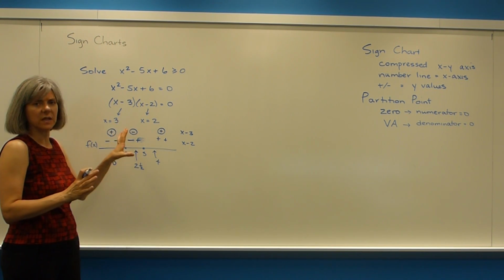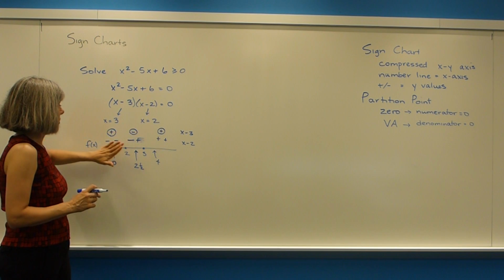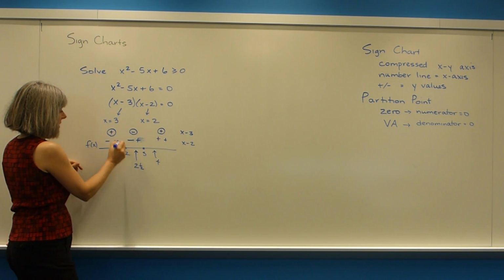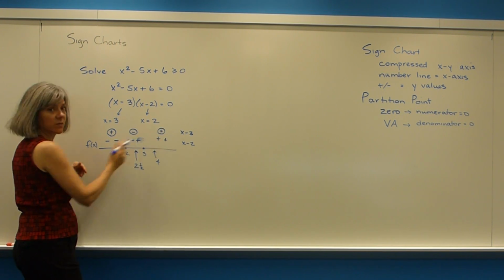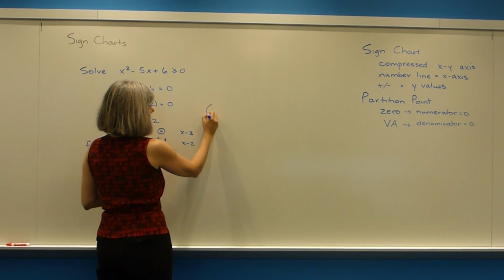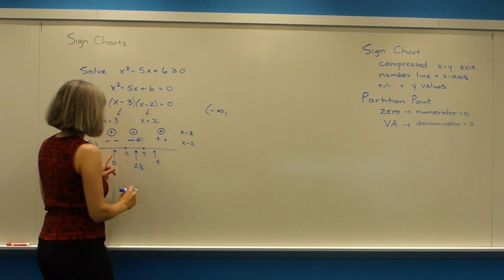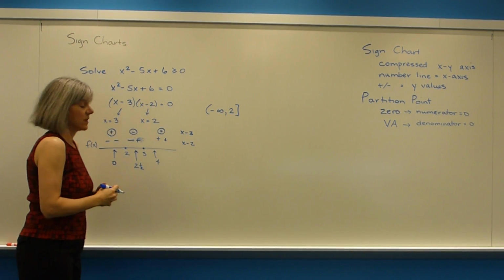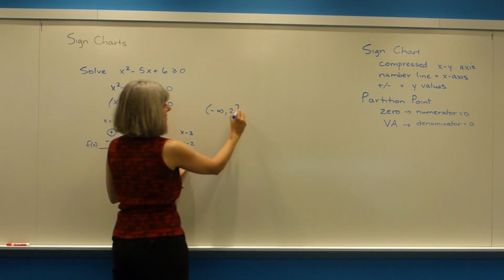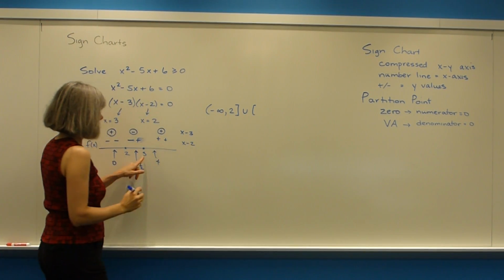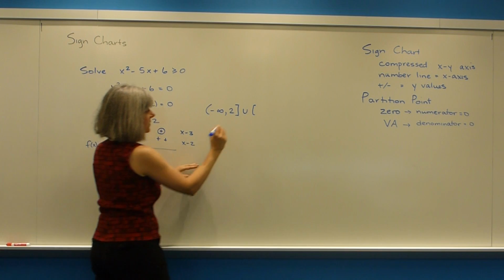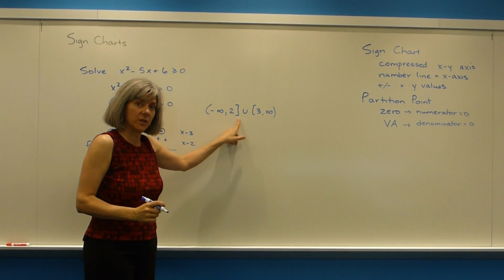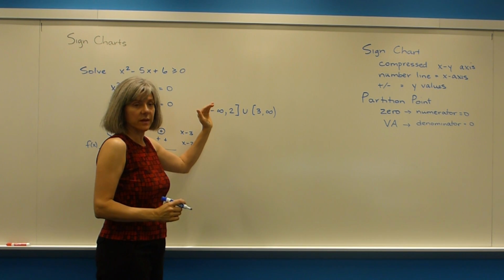And we don't really need to know the values. To answer this question, all we need to know is where it's positive or 0. Here's positive, here's 0. Here's 0, here's positive. So your final answer would be, starting at negative infinity, going up to 2 and including it, together with another piece, which starts at 3 and goes up to infinity. And remember, square brackets mean it includes the point, parentheses, it does not.